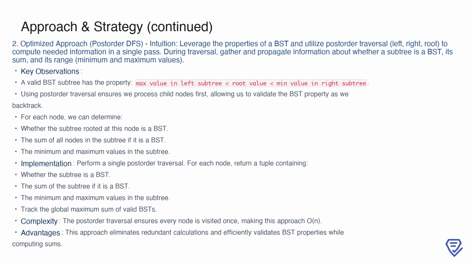By propagating this information up the tree during a single post-order traversal, we can efficiently validate BST properties and compute sums without redundant checks. Each node returns a tuple containing whether the subtree is a BST, the sum of its nodes if it is, and its minimum and maximum values. Additionally, we track the global maximum sum of valid BSTs. This approach has a time complexity of O(n), as each node is visited exactly once, and it eliminates the inefficiencies of the brute force method.